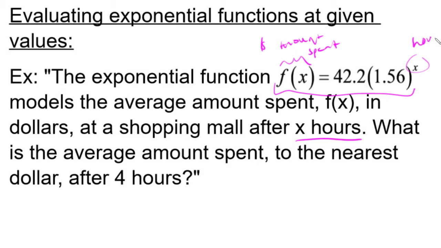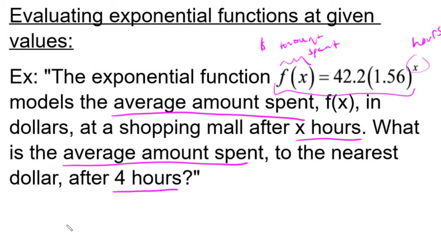So x is hours. What is the average amount spent to the nearest dollar after 4 hours? So what do we have to do here? It's wanting to know what is the average amount spent. Well, the average amount spent is f of x. So we're trying to figure out what f of x is when 4 hours have passed. So you need to plug in 4 into x and solve it.